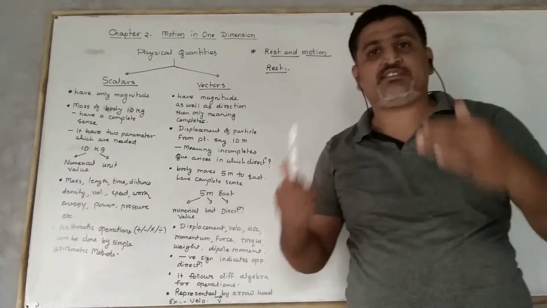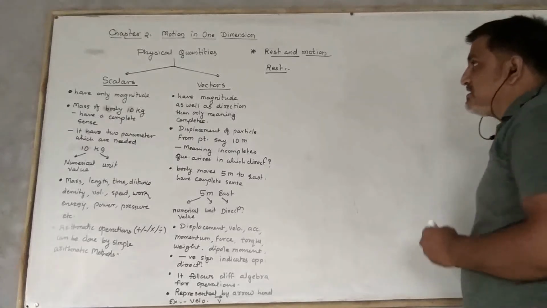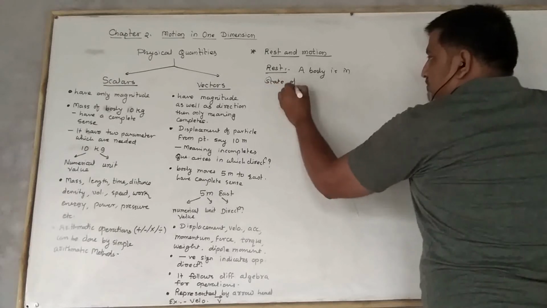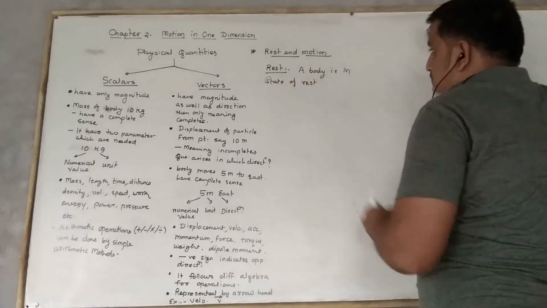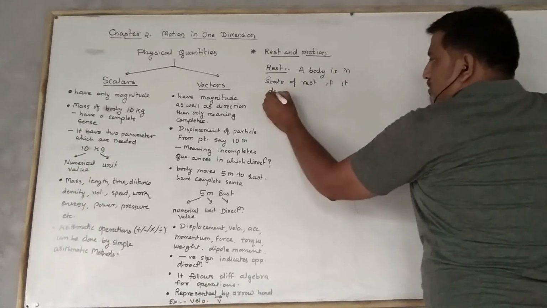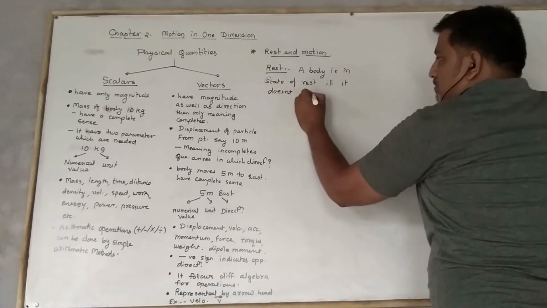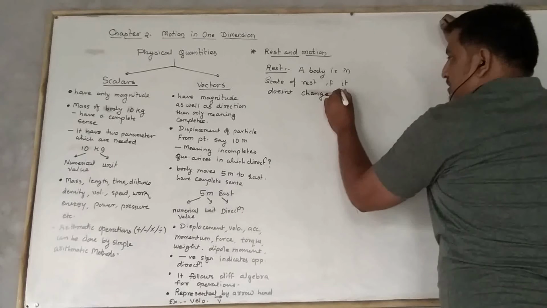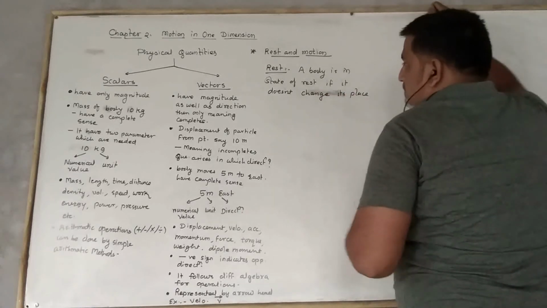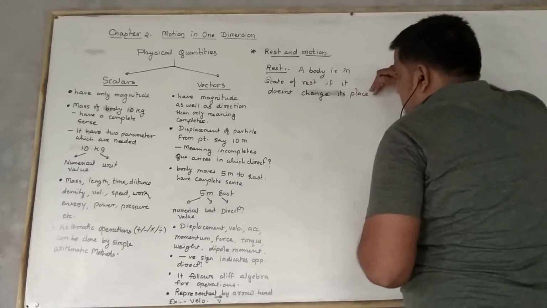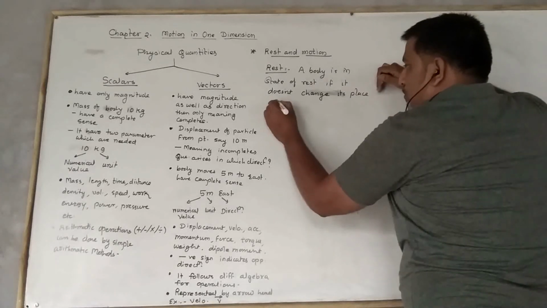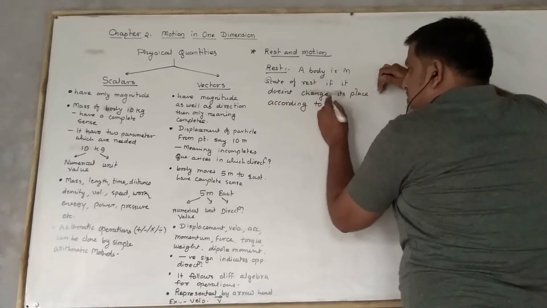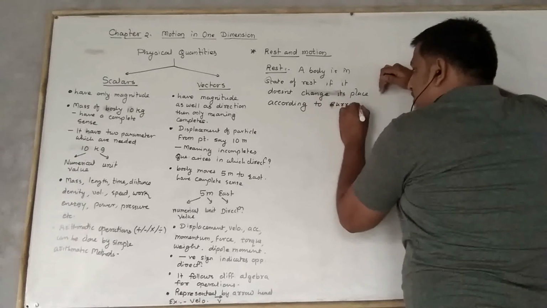Rest की definition हम किस तरीके से लिख सकते हैं? We can say that the body is in state of rest if it does not move or it does not change its place. That is the proper definition. A body is in state of rest if it does not change its place according to surrounding.